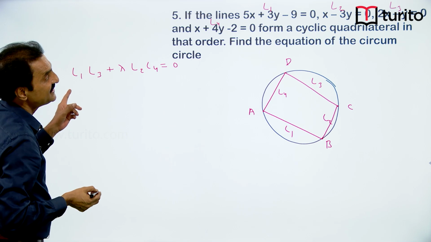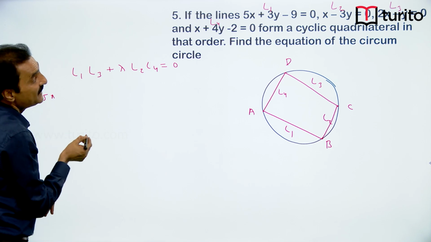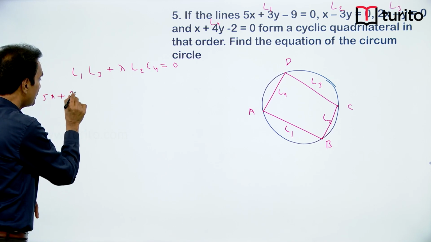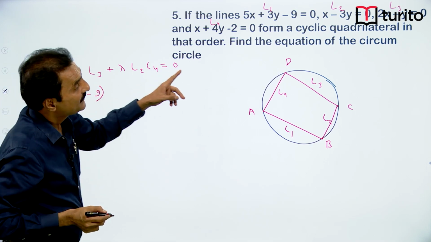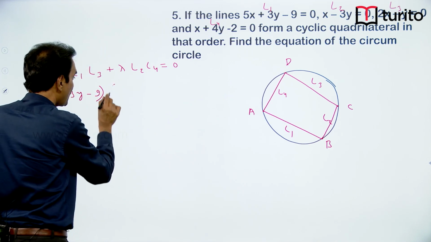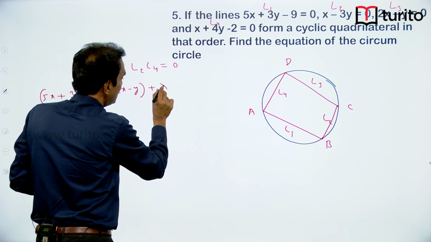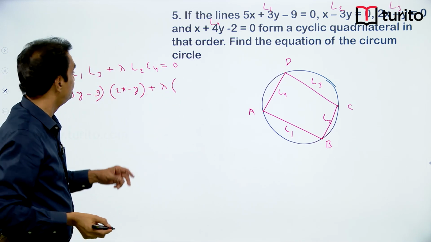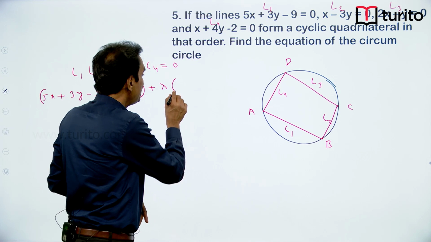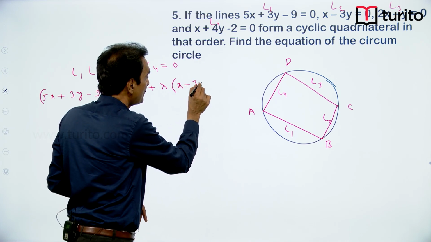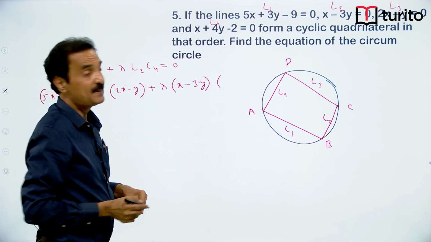L1 into L3, let us write this equation first. L1 into L3 means 5x plus 3y minus 9 into L3, 2x minus y, plus lambda into L2 L4. What is L2? X minus 3y into L4, x plus 4y minus 2.